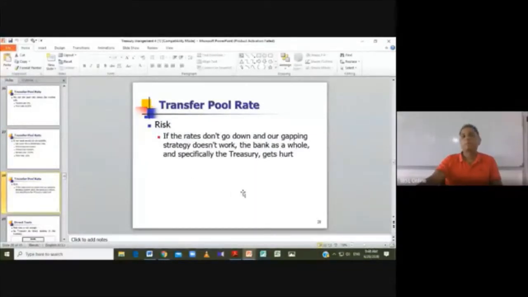So if the strategy doesn't work, what happens? Who gets hurt? Whatever way you manage your interest rate risk, if it doesn't work, what happens? Who gets hurt?